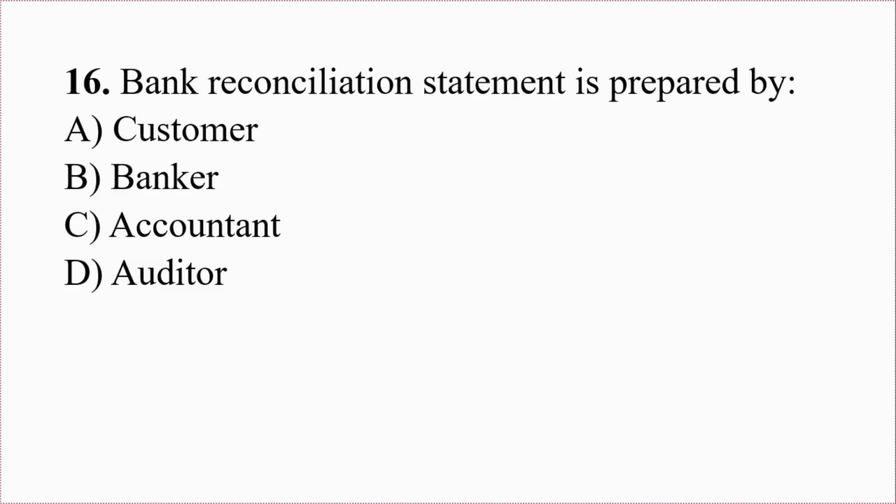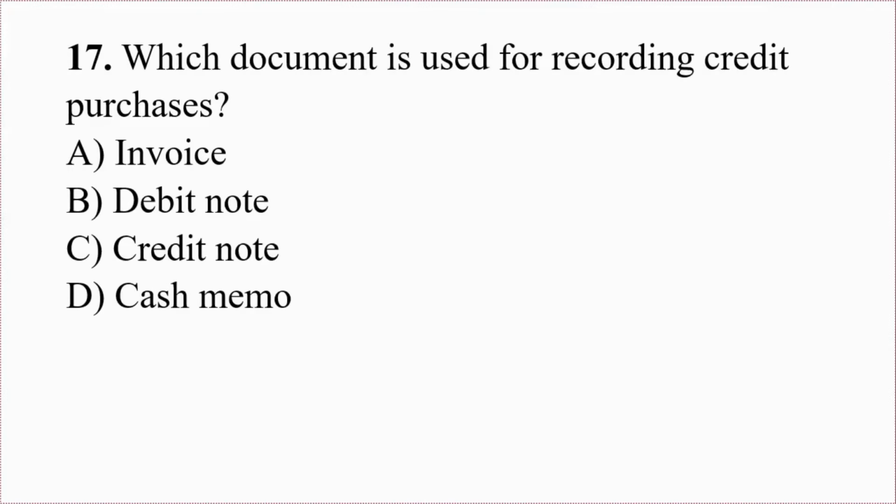MCQ 16 is about bank reconciliation statement is prepared by option A, customer. Option B, banker. Option C, accountant. Option D, auditor. The correct answer is option A, that is customer.